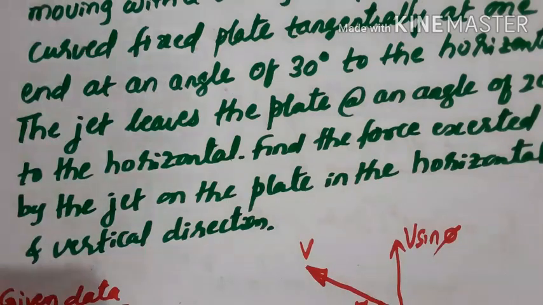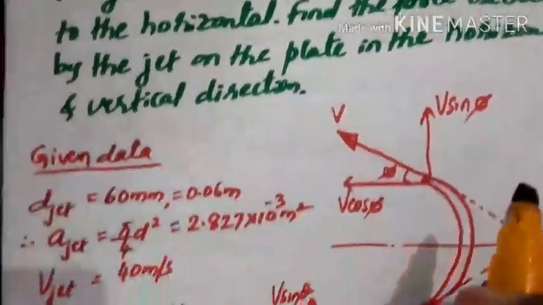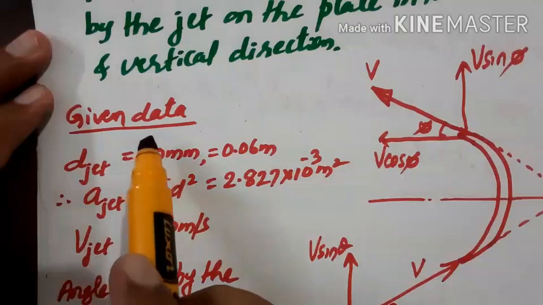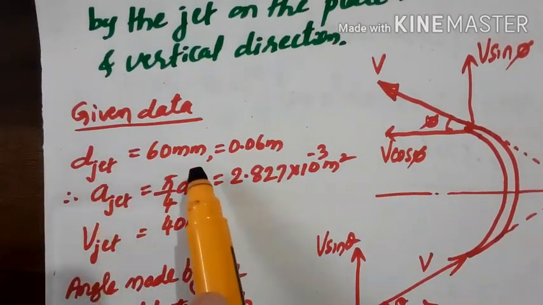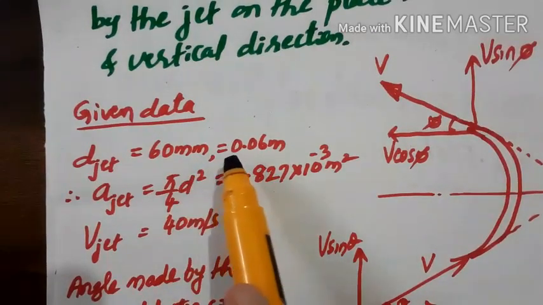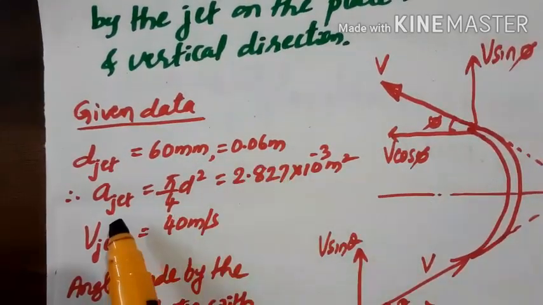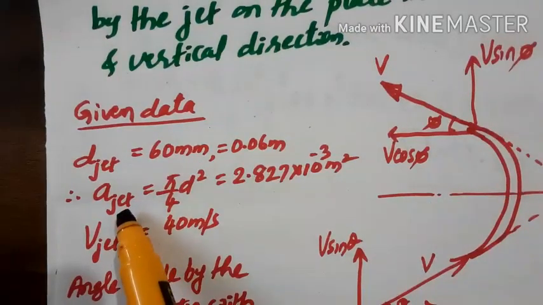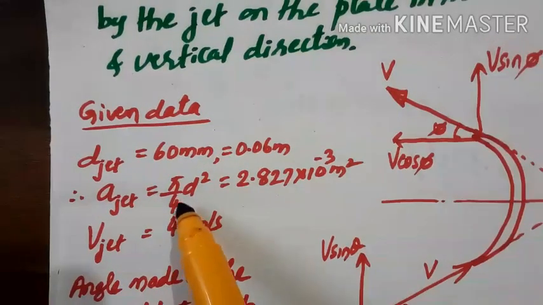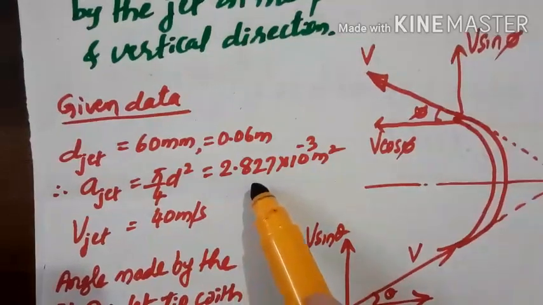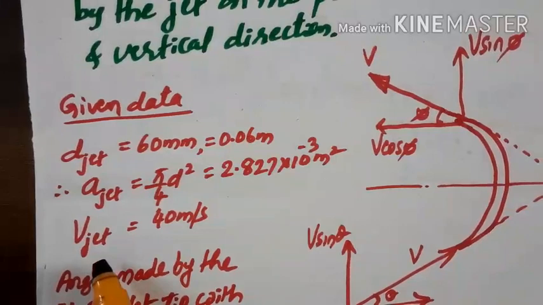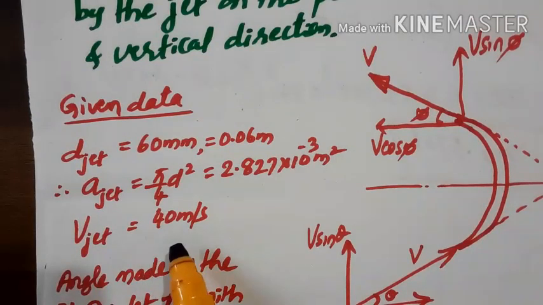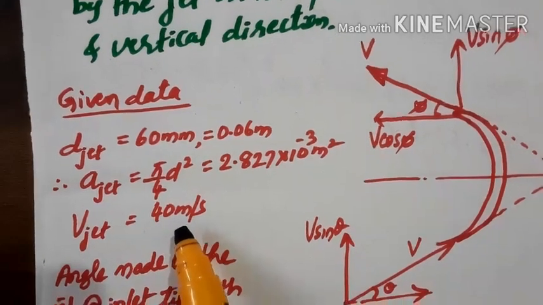So let us write first the given data. So what are the data given here? The diameter of the jet is given 60 millimeter, so that is equal to 0.06 meter. Then calculate the area of jet. So area of jet will become pi by 4 d square, so that will be 2.827 into 10 raised to minus 3 meters square. Then the velocity of the jet is given in the problem, that is 40 meter per second. At this velocity the jet is striking the curved vane.